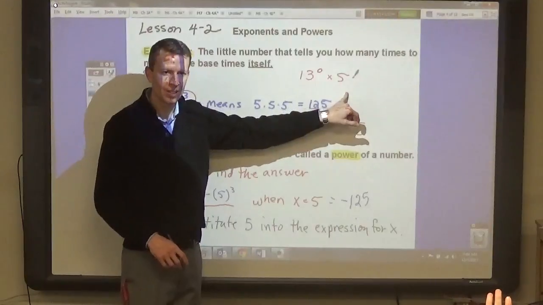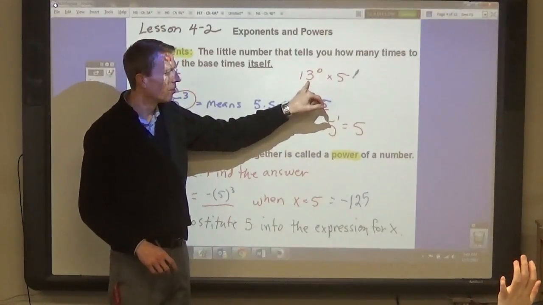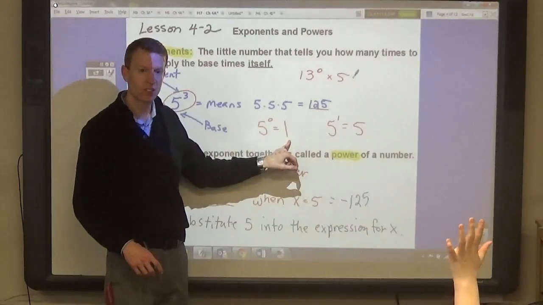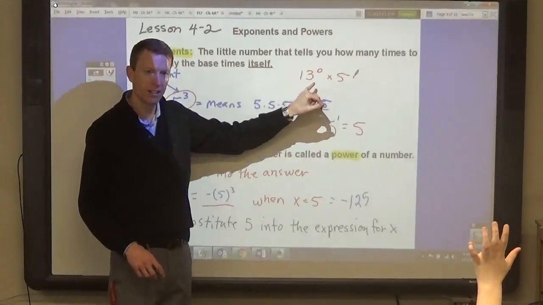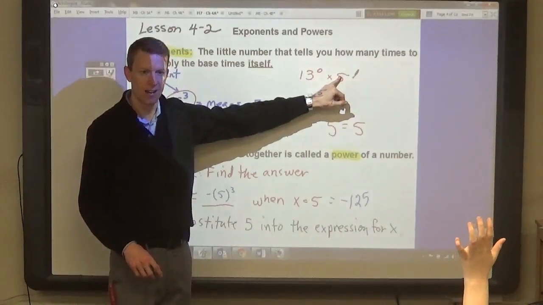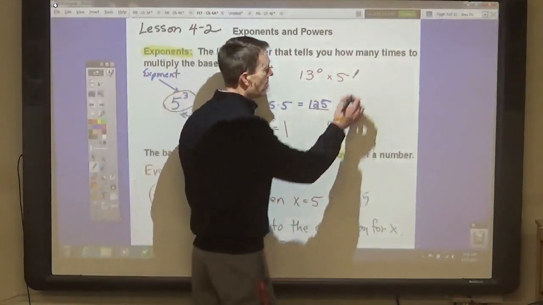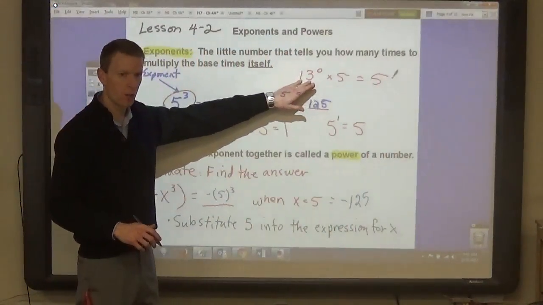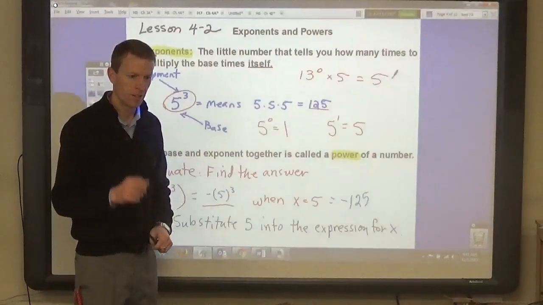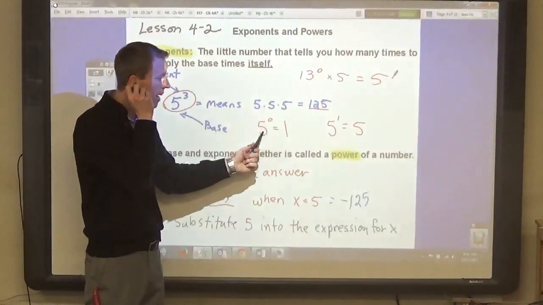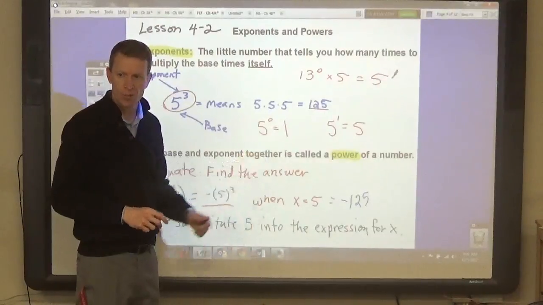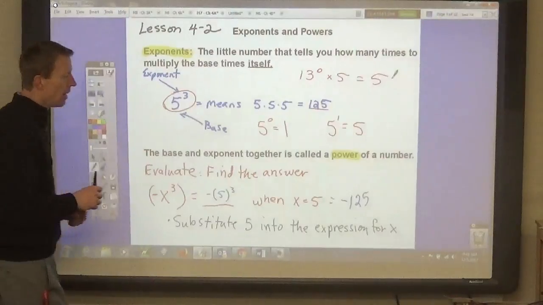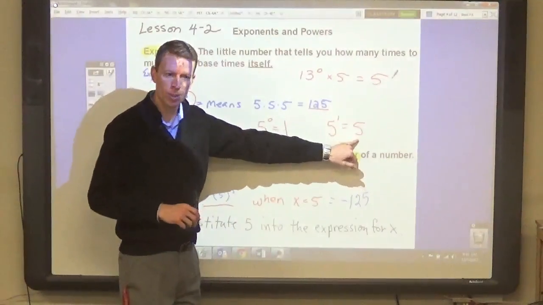Kaden? 0. Wait. 13 to the 0 power equals 1. And so then we would just do 1 times 5, which is 5. So this equals 5. Because any number written to the 0 power is 1. Okay? And that's how you will see those written. You'll be simplifying numbers with powers in them. Any number to the first power is the number.